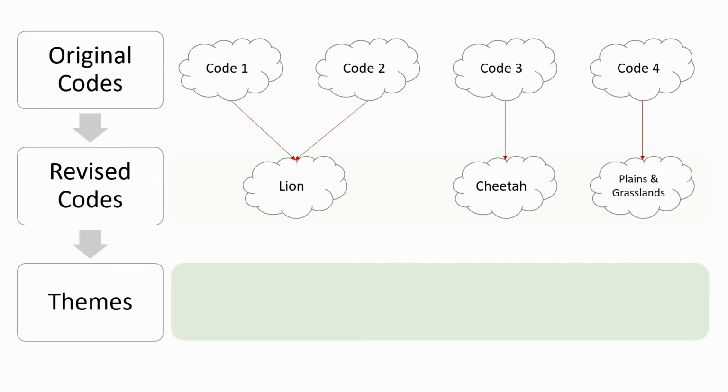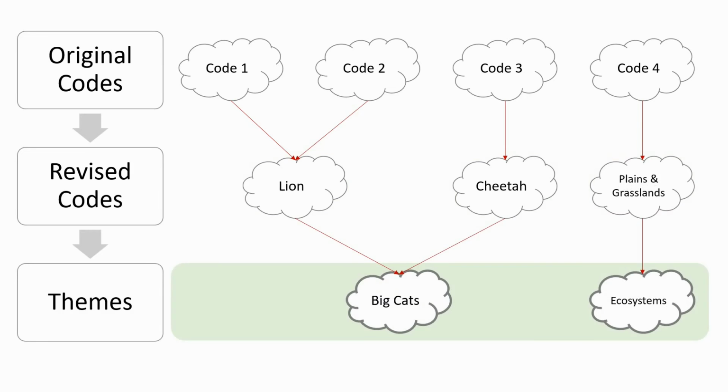For example, say you're studying wildlife, so codes lion and cheetah are categorized into a theme called big cats. And codes plains and grasslands are assigned to a theme called ecosystem. Themes do not have to be of the same type or level. It can be about processes, such as the ecosystems example, or like-for-like things, such as the big cats example. You can group these any which way you want. It is your data, and you are grouping it in a way that makes sense to you.